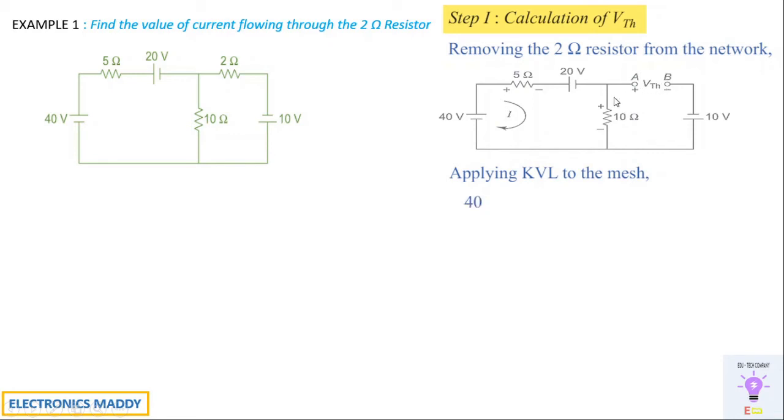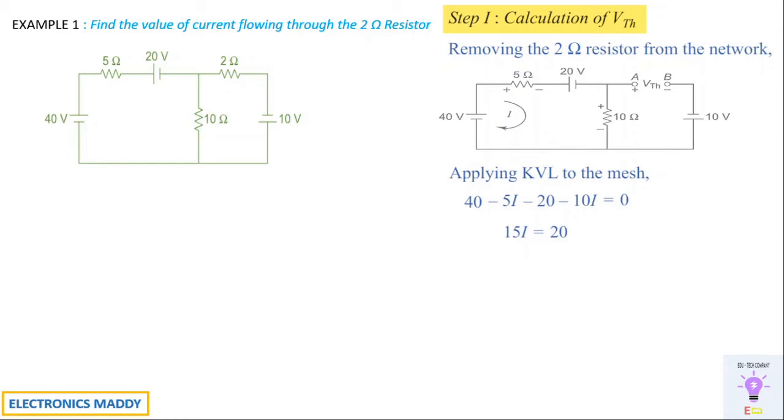So remember this point. Current enters at the 40 volt source and leaves at the positive terminal, so we'll be writing plus 40. Now again, current enters the 5 ohm resistor and leaves at the minus terminal, so we'll be writing minus 5 into I according to Ohm's law. Now again current enters the plus terminal and leaves at minus, so we'll be writing minus 20, and at this point we can directly write minus 10 into I, because 10 ohms is the resistance and current enters and leaves at the minus terminal. We'll be equating it to 0, because according to KVL the algebraic sum of EMFs in a closed loop is equal to 0.